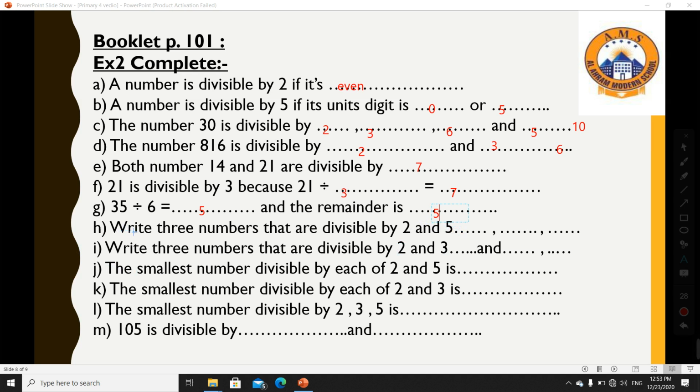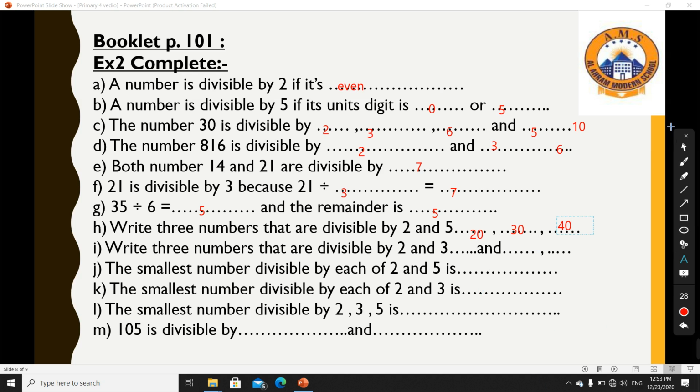If I ask you to write 3 numbers that are divisible by 2 and 5, I will give you a small trick. I will multiply these two numbers together. 2 multiply 5 equals 10. Write any 3 numbers in table of 10. So I will write 20, 30, and 40. Any 3 numbers. Okay? Can you complete? Okay.